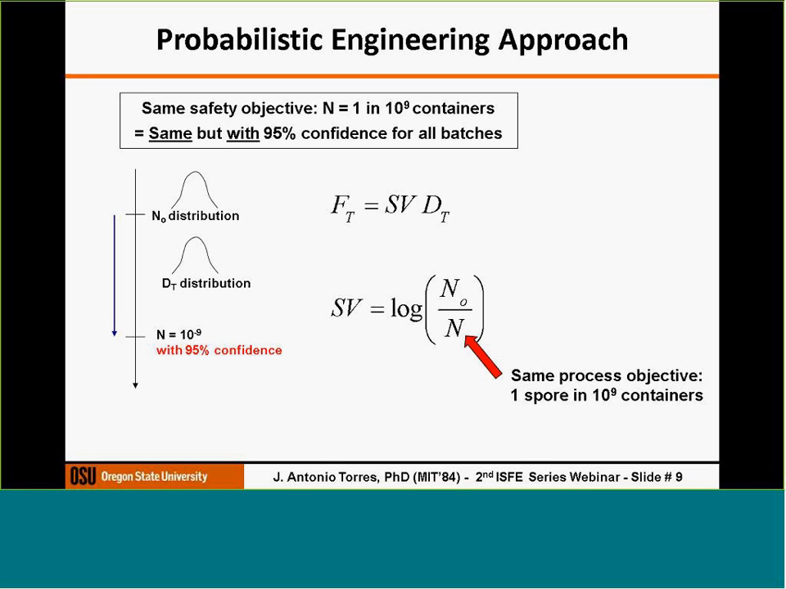The same process objective remains. And now we need to deal with the variability of the data. The D value and the N0 value are not just single values, but actually values that have variability. Therefore, take random samples of D values and random samples of N0 values, and repeat the calculation many times to determine which processing time should be used or recommended.